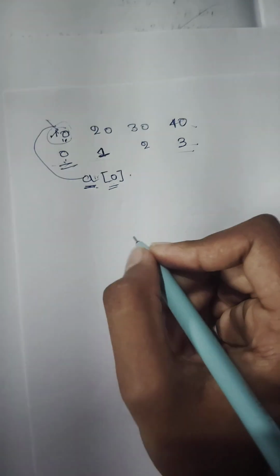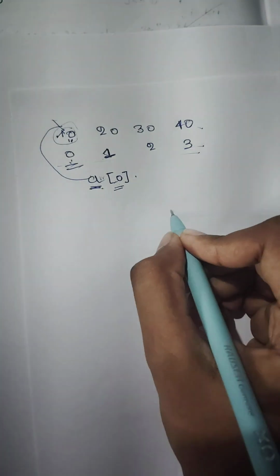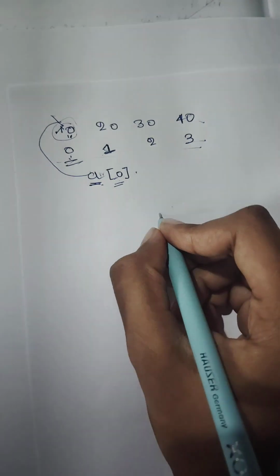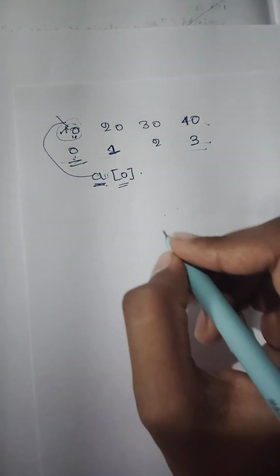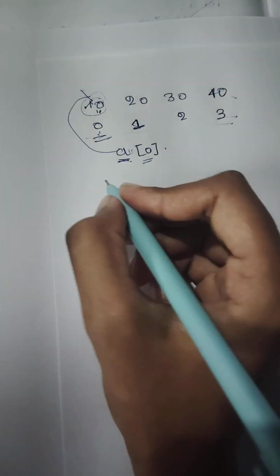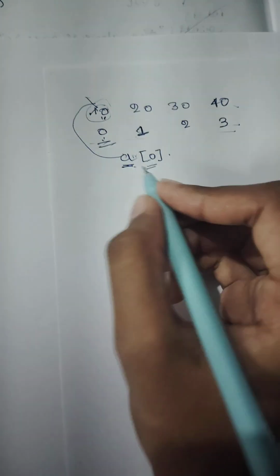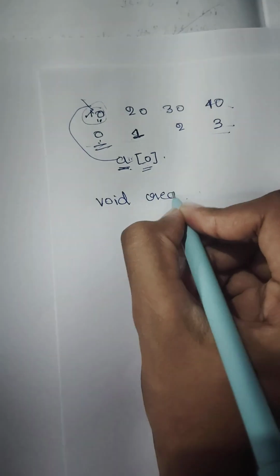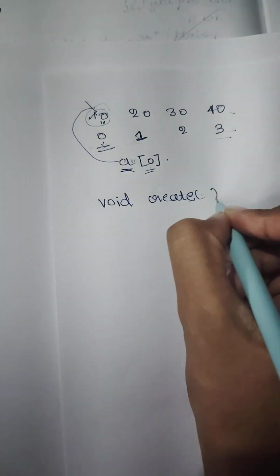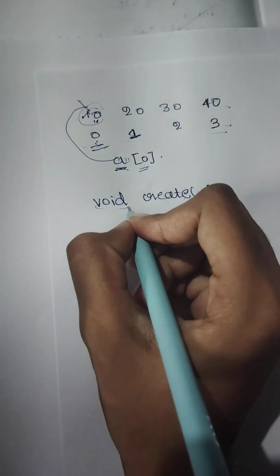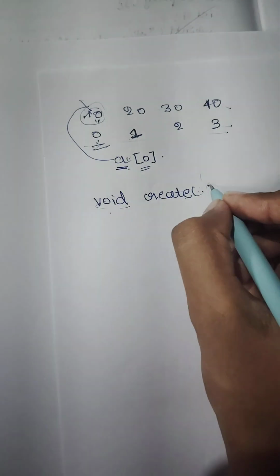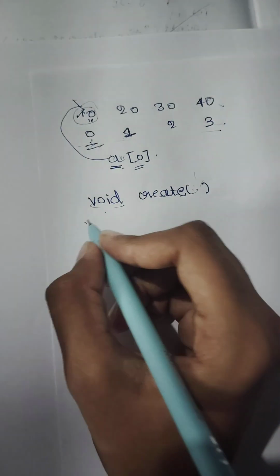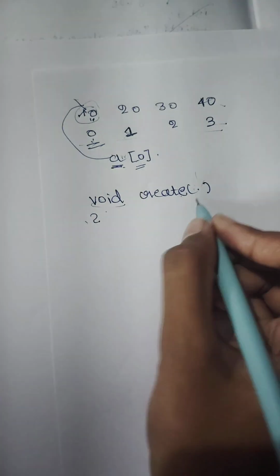Now let's see how we will create an array. While creating the array, we use a for loop, and we will see soon why. Now I'll show you the function for creating the array. void create: I have named the creation function create. I'm not returning any values, so I have used void, and I'm not using any parameters either, that's why it's empty, or we can say void.